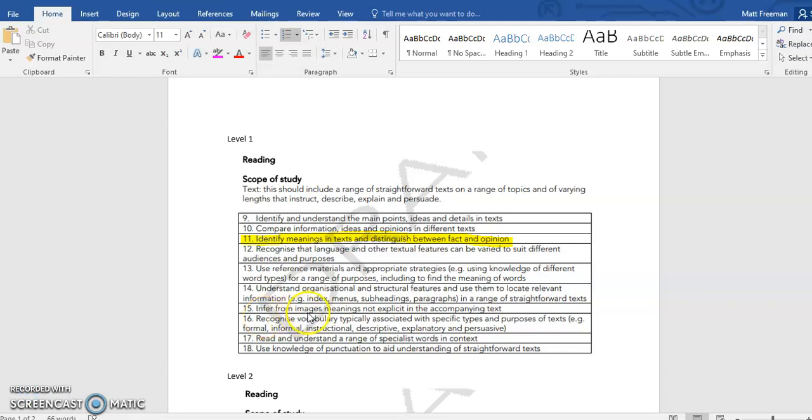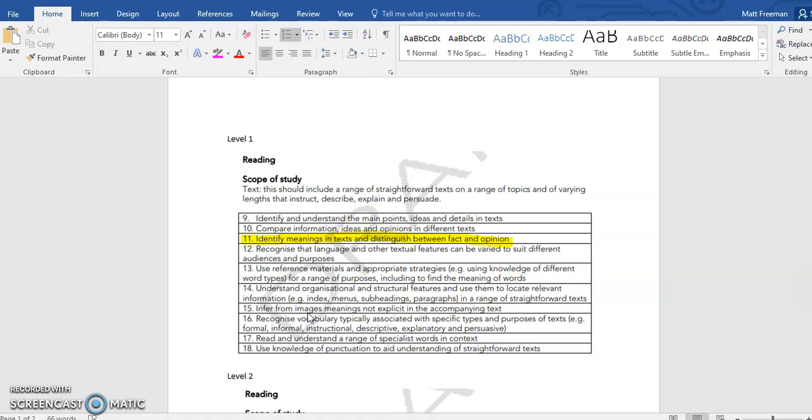Okay, so for today's video, I want to look at the topic of fact, opinion, and bias. And we're actually going to start by having a bit of a look at these assessment objectives from City and Guilds. And I'm going to look at level 1 and level 2. We're going to break those apart, have a think about what they mean, and then I'm going to be looking at how they might test this kind of skill at level 1 and at level 2.